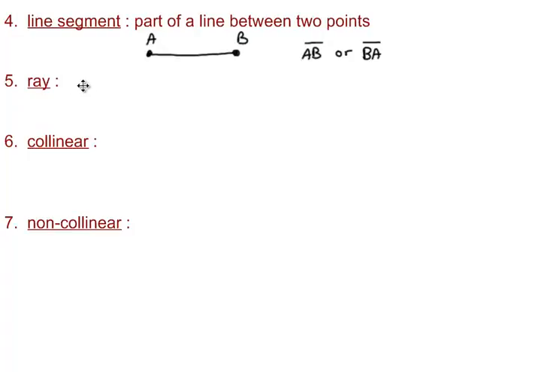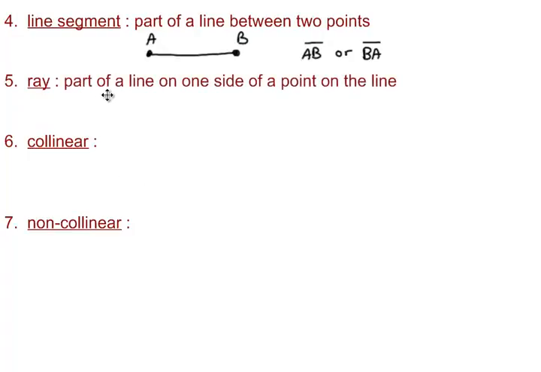But order does matter when we talk about rays. A ray is part of a line on one side of a point of the line. Okay, so basically it's a line that goes in one direction. So we have an end point, and we're going to go in one direction. That's a ray. So when we label rays, we can't use one letter. We still have to use 2. So we just pick a point.